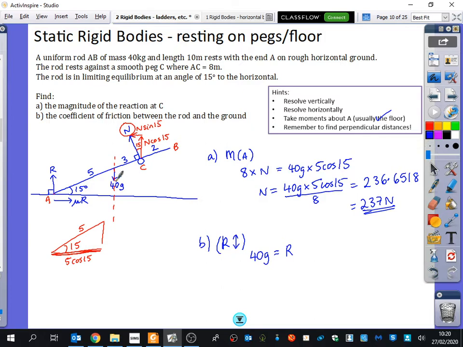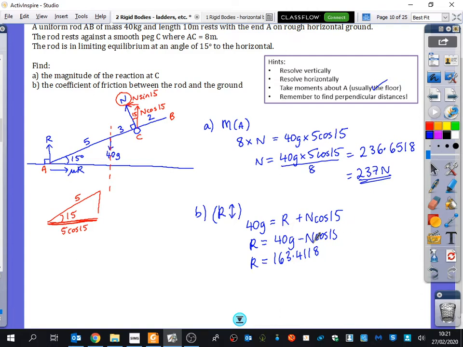Okay? So when we resolve up and down, we've got 40g, which is going down, is equal to R plus N cos 15. That's another 3 marks. 3 marks, 3 marks. It's just marks all over just for writing the first line out. So we can see that R is 40g minus N cos 15. Now we know what N is, so I can just go straight in and work out R. 163.4. So that's what the normal reaction is, because we use this value of N to go in here.